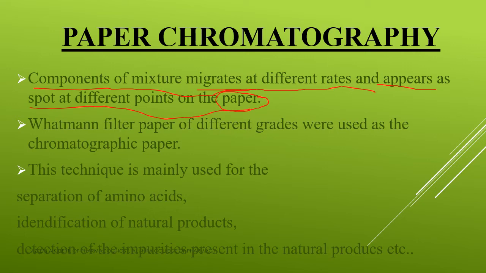Clear? So suppose this one is a paper. This is a paper, and here you will apply the sample like this. Then after applying the sample, it should be dried. Then this is a developing or chromatographic tank, and here it will be having the mobile phase. So the mobile phase will be here up to this mark. The mobile phase is a liquid. So this is a mobile phase.